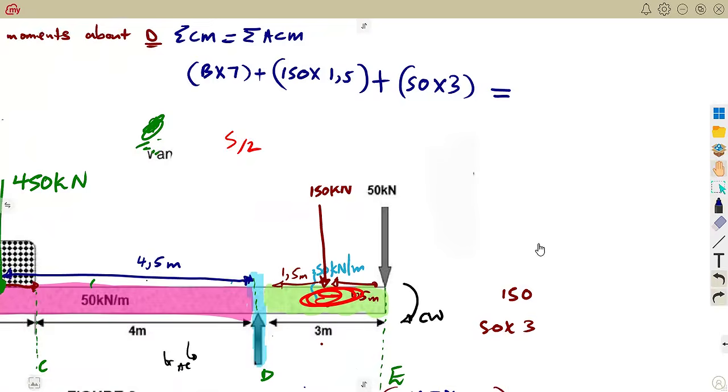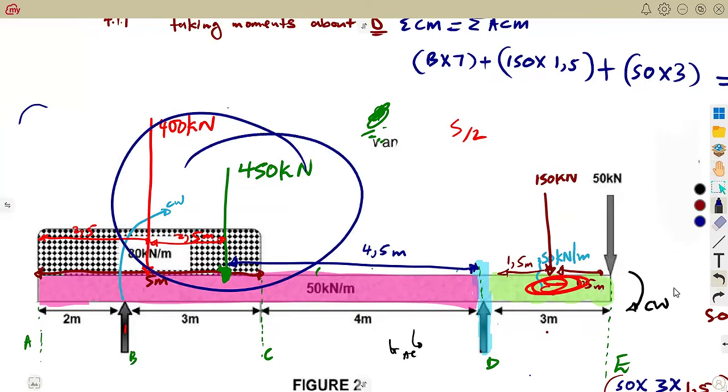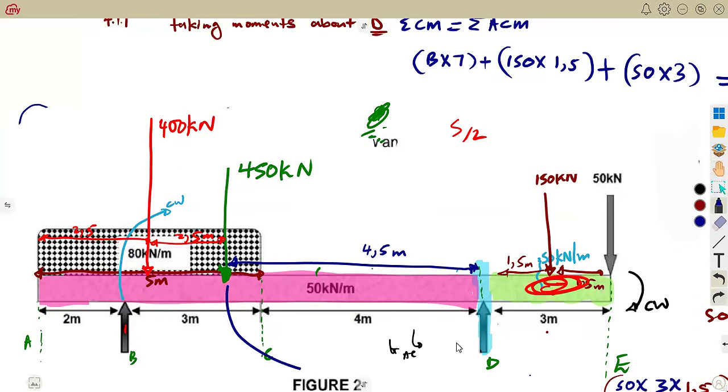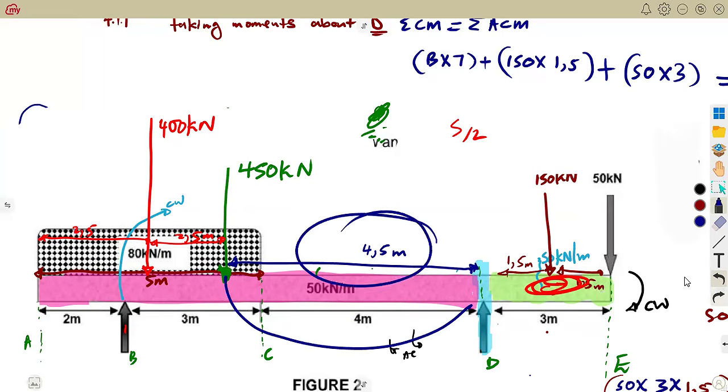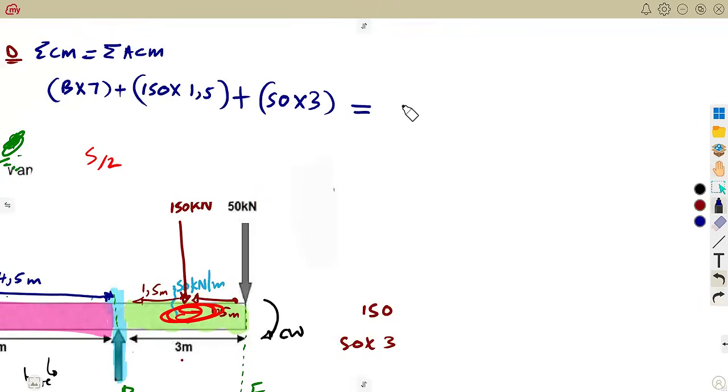Sum of them, the ones that are in the anti-clockwise, you add them. So the anti-clockwise, this is the left. These are the ones on the left side. As they go to D, remember this, they are going in the anti-clockwise. So that's 450 times the distance back to D. What is the distance? It's a distance of 4,5. So that's 450 times 4,5.